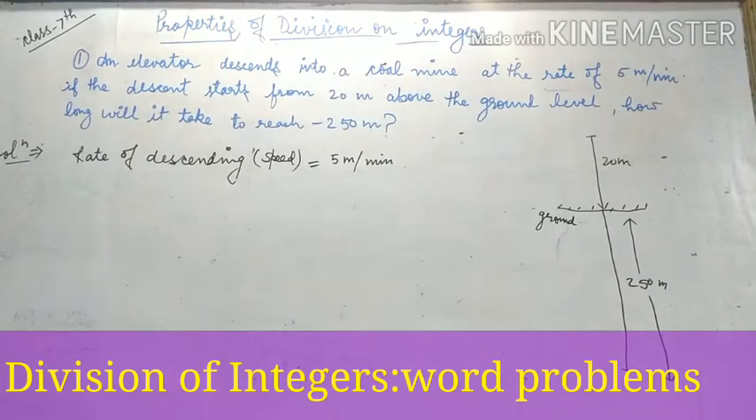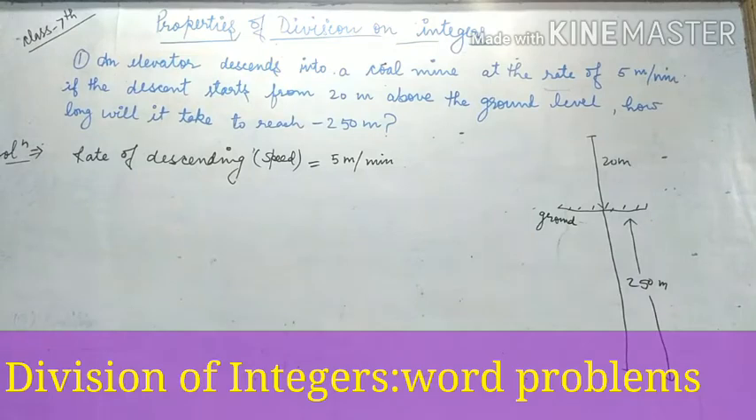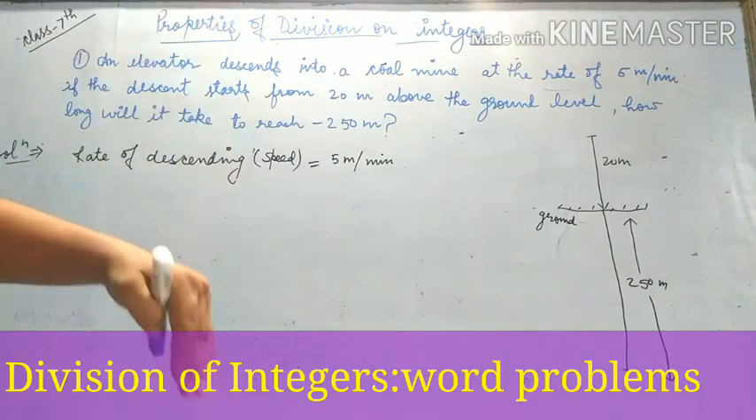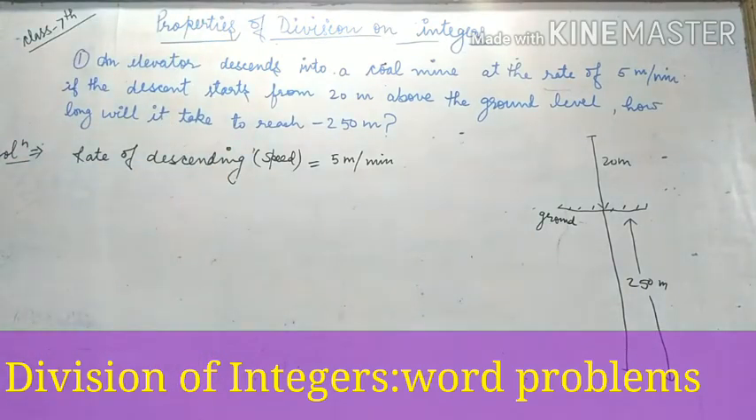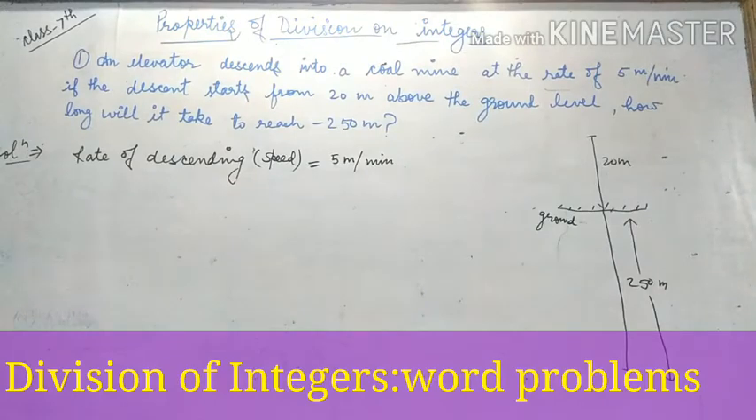Hello children. Today we are going to discuss a word problem related to the property of division on integers. Okay. So you are seeing the question which I have written on the board. An elevator descends, meaning it goes downside, like a lift going downside, that is descending position, into a coal mine. And a coal mine is a broad area where we have to go down to dig out the coal, at the rate of 5 meters per minute.